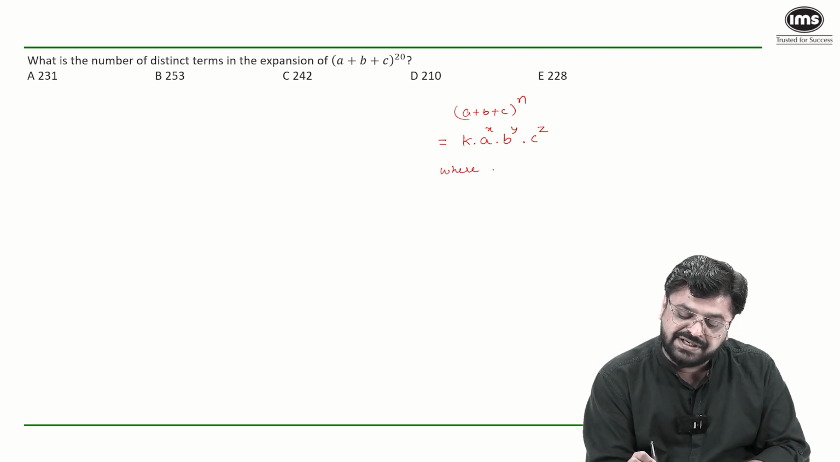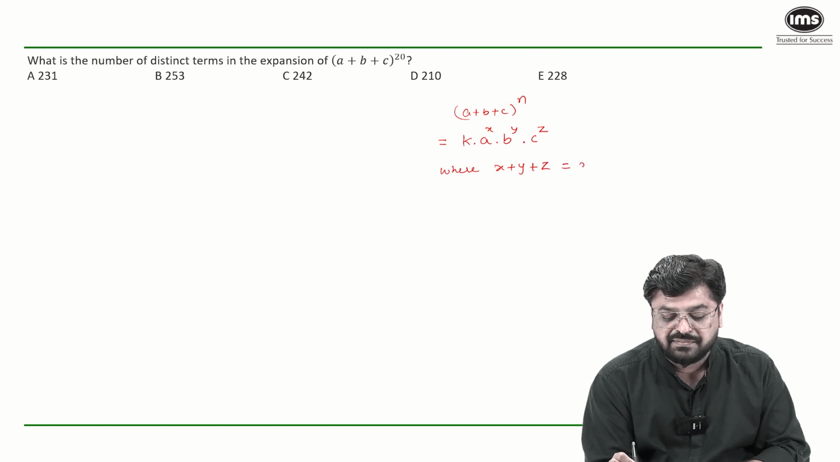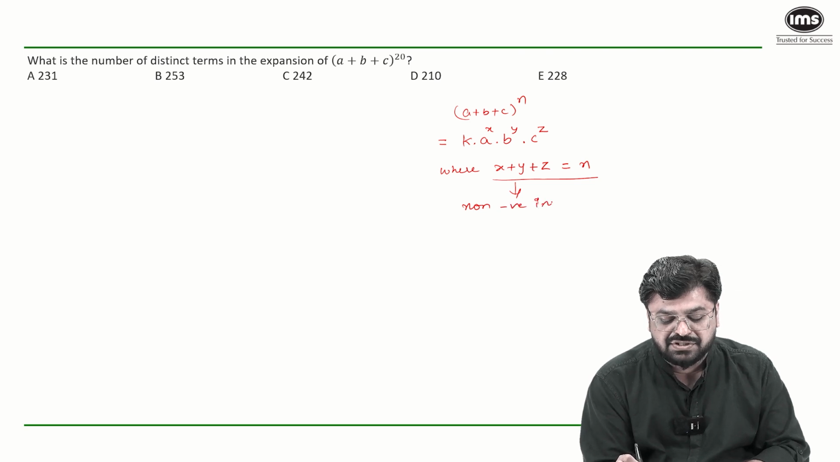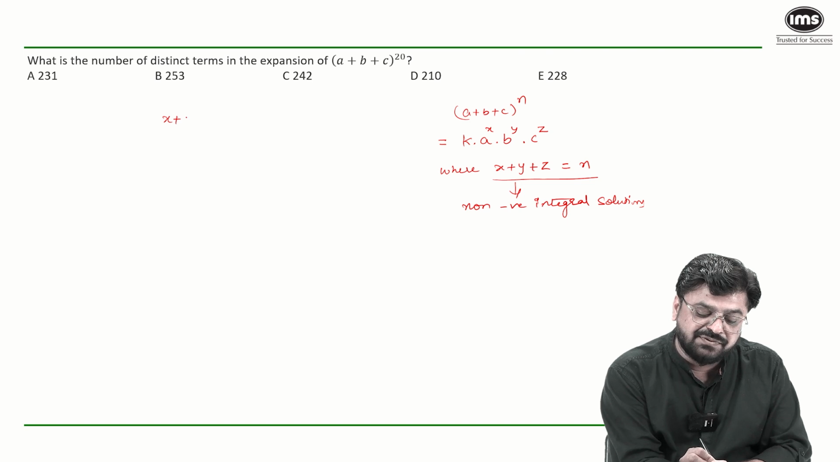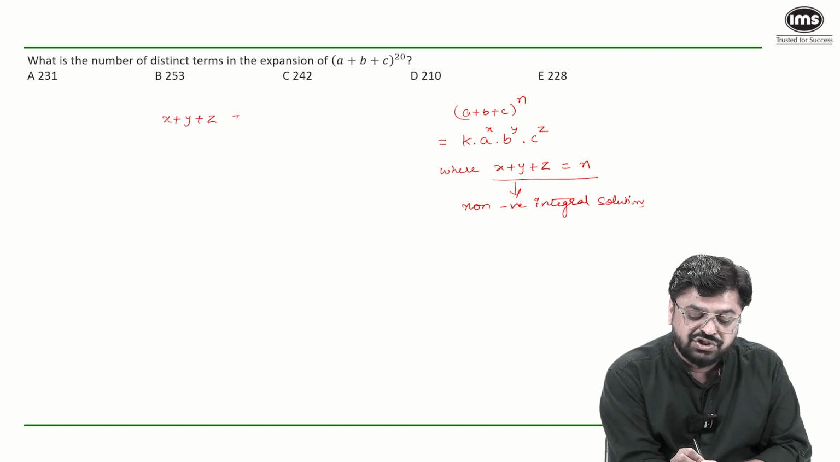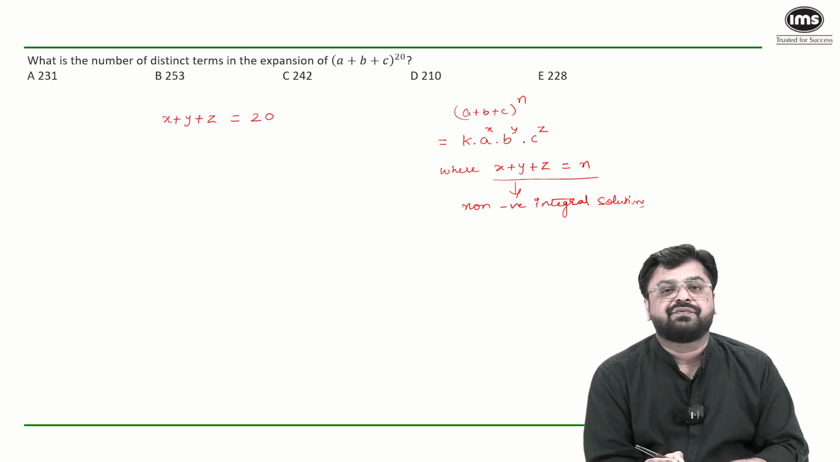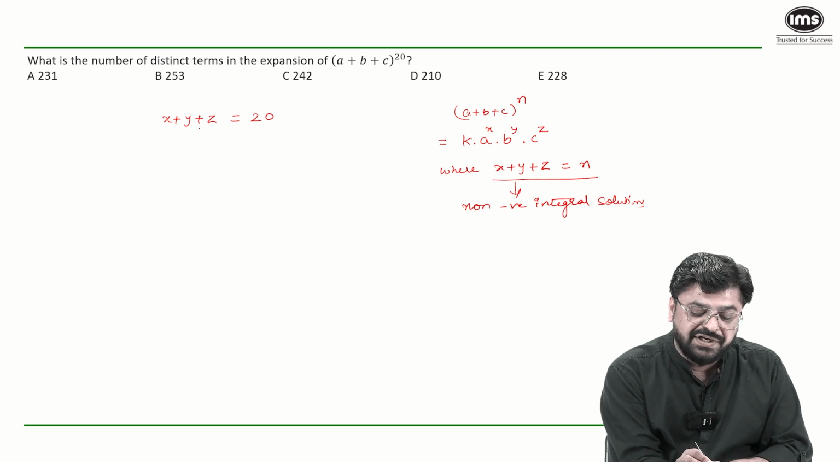where x + y + z should be equal to n. And we are looking for the non-negative integral solutions. In this case, x + y + z should be equal to 20. And for the non-negative integral solutions, we need two partitions.